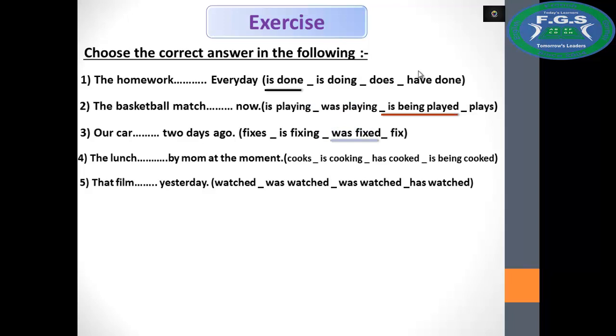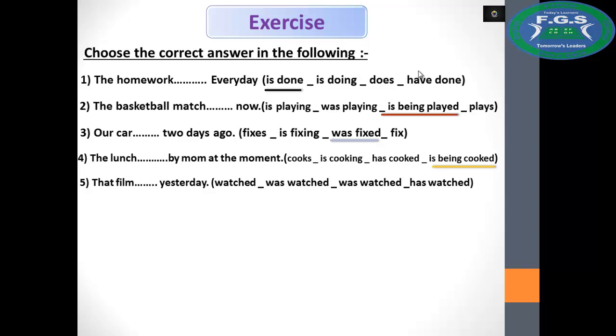Okay, number four. The lunch by mom at the moment. So what is the answer? Cooks, is cooking, has cooked, is being cooked. That's okay, great, is being cooked.